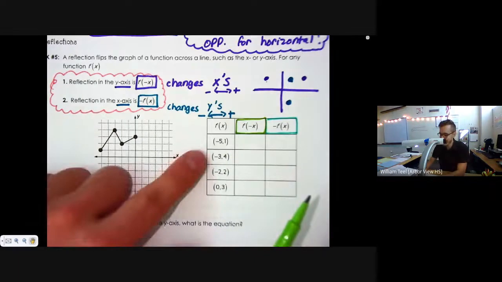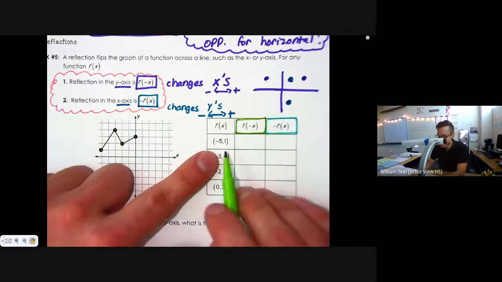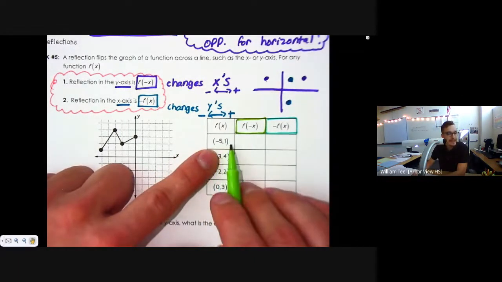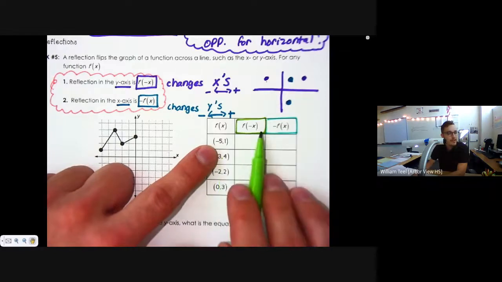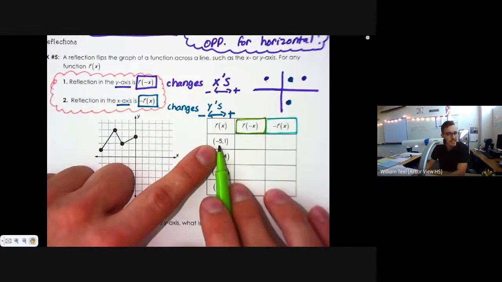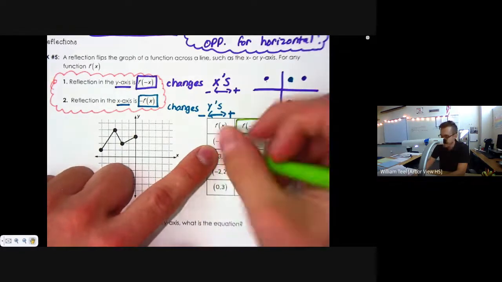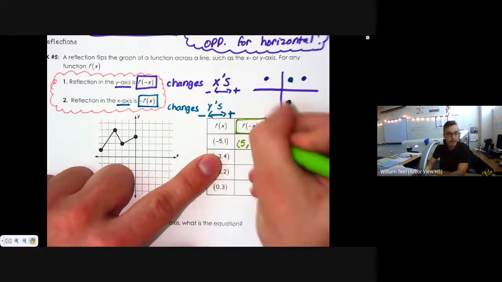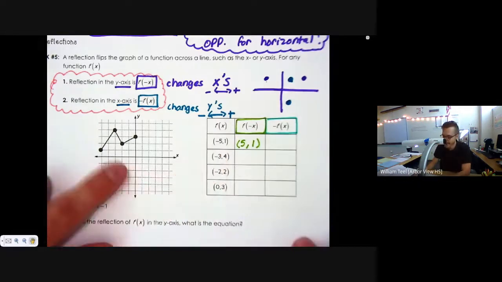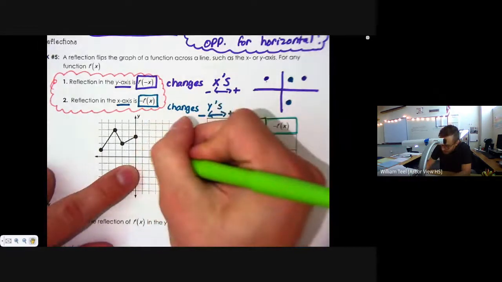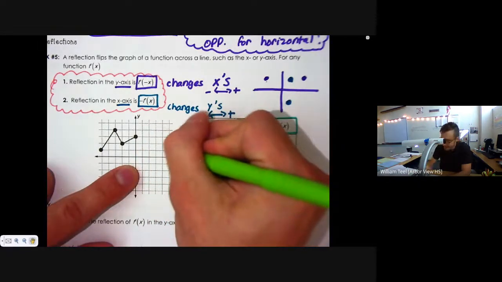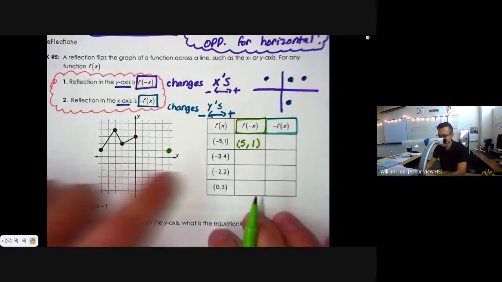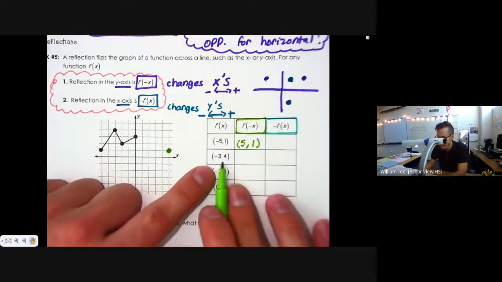So let's go ahead and look at f of x. If I have negative 5, 1, and I'm doing a reflection across the y-axis, I am changing this x coordinate from negative to positive. So all I'm going to say here is this is 5, comma 1. And I'm going to go ahead and plot that on my graph. So I have 1, 2, 3, 4, 5, comma 1. Let's look at the second point for the green one. So negative 3, comma 4.